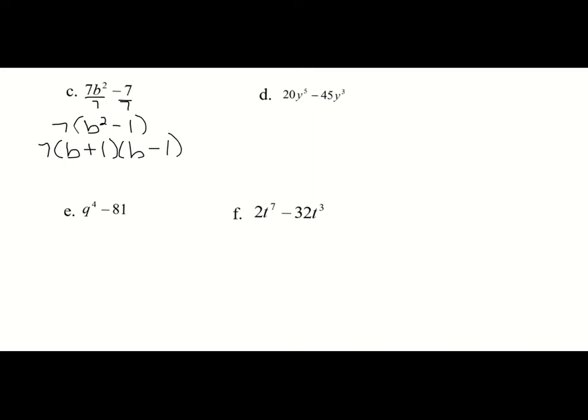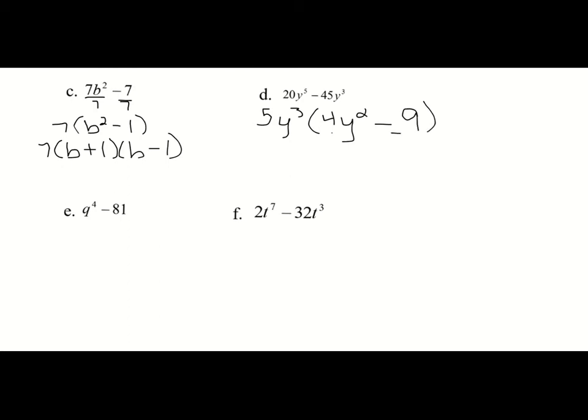For D, again, I do have a greatest common factor I can pull out here. For 20 and 45, I can pull out a 5. And I have y to the 5th and y cubed, so I can pull out a y cubed. So when I factor that out, I'm going to end up with 4y squared minus 9.